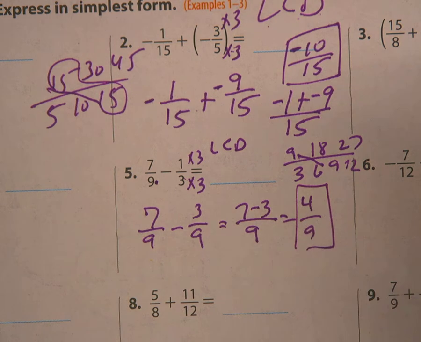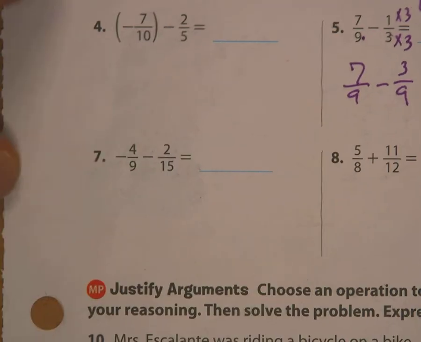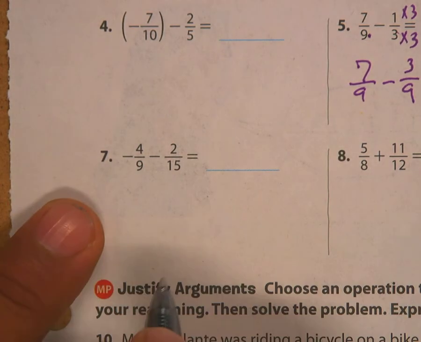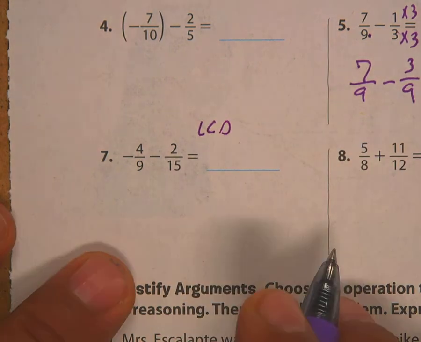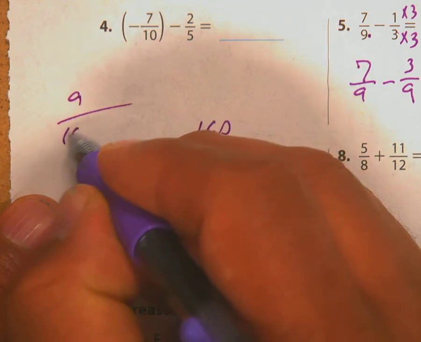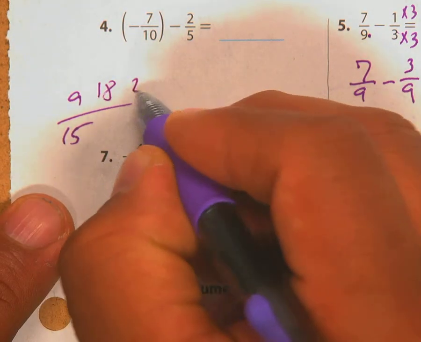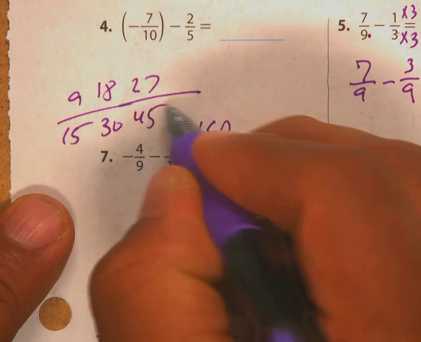Okay. Let's do one more. We'll do number 7 here. Okay. Again, think about this LCD, least common denominator. Think of your multiples of 9 and 15. Okay. 9 times 1, 9 times 2 is 18. 9 times 3 is 27. 15 times 2 is 30. 15 times 3 is 45.